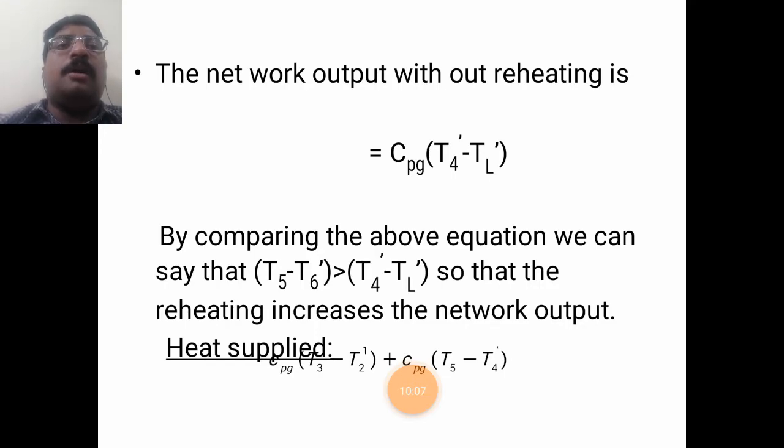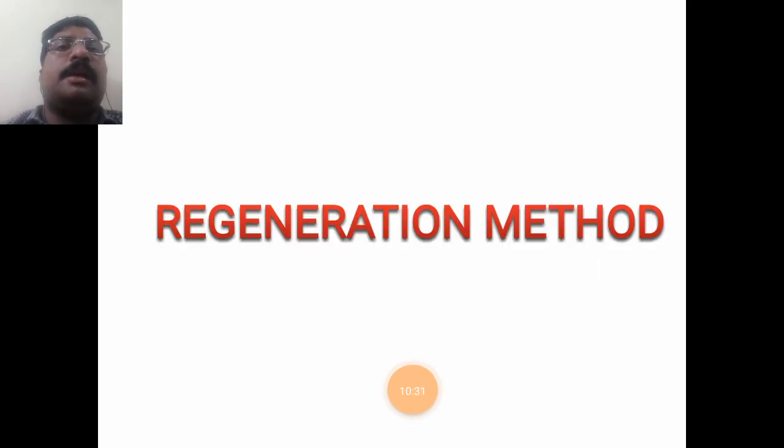Okay. Now what is the heat supplied? The heat is supplied in two stages, first in the combustion chamber and second in the reheating system. So in the combustion chamber, the heat supplied is CPG into T3 minus T2 dash. In the reheater, it is CPG into T5 minus T4 dash. Okay. So this is the heat supplied in the reheating system. Okay. So the next method is the regeneration method.